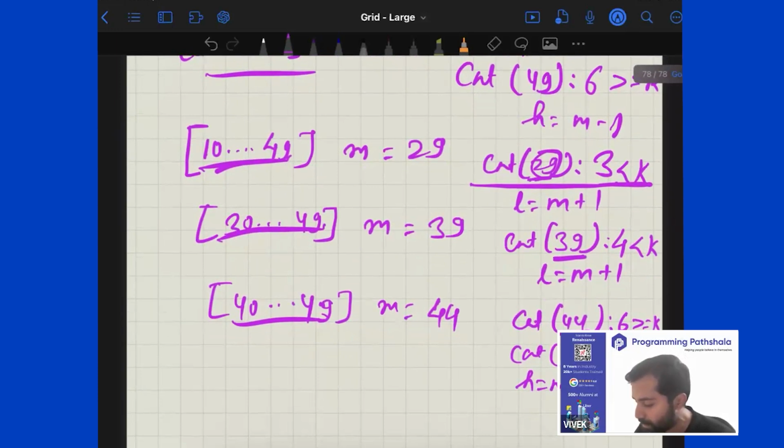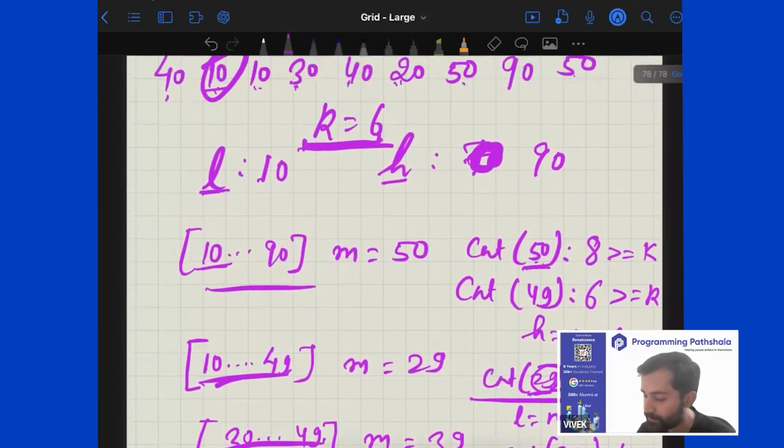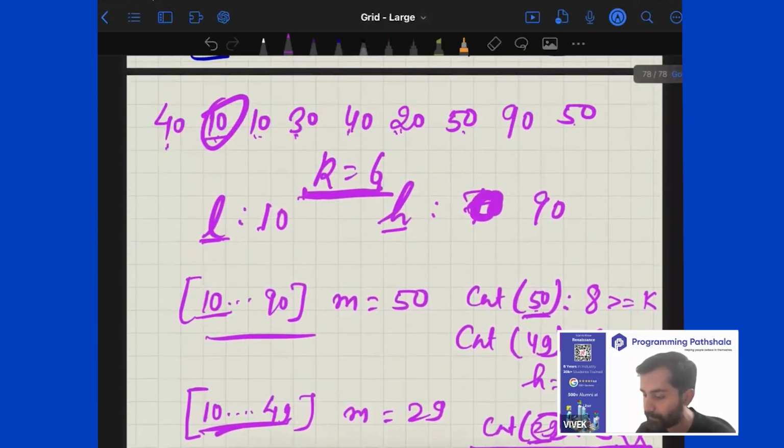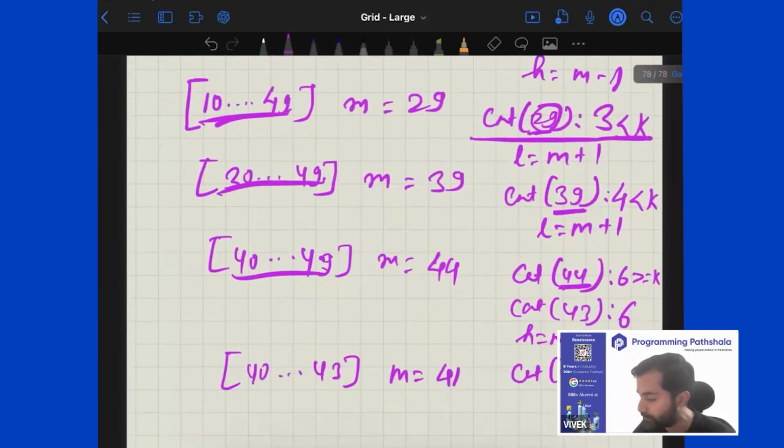The moment you do that, now your range becomes 40 to 43. And you find the midpoint again. What is your midpoint? 41. What is the count of 41? Just find out how many elements are smaller than or equal to 41. It will again come out to be 6. In fact, it is 6. I have counted it. Don't worry.